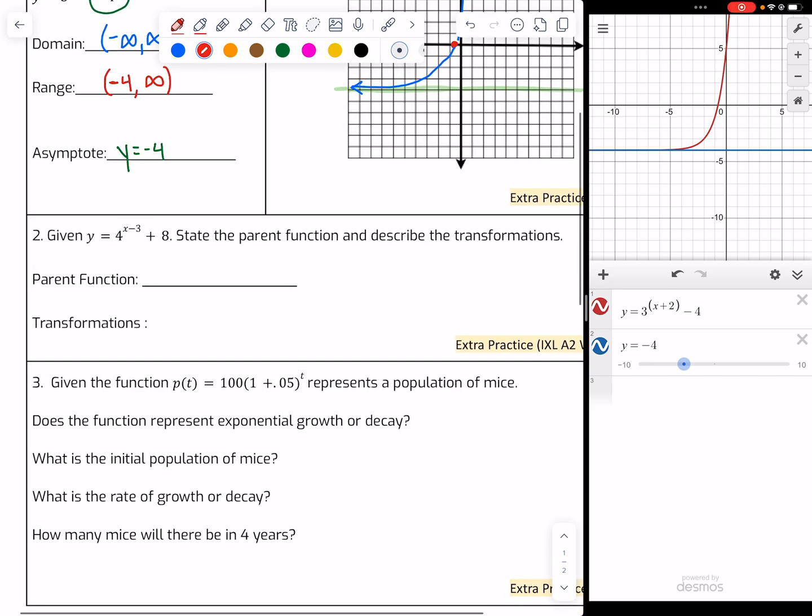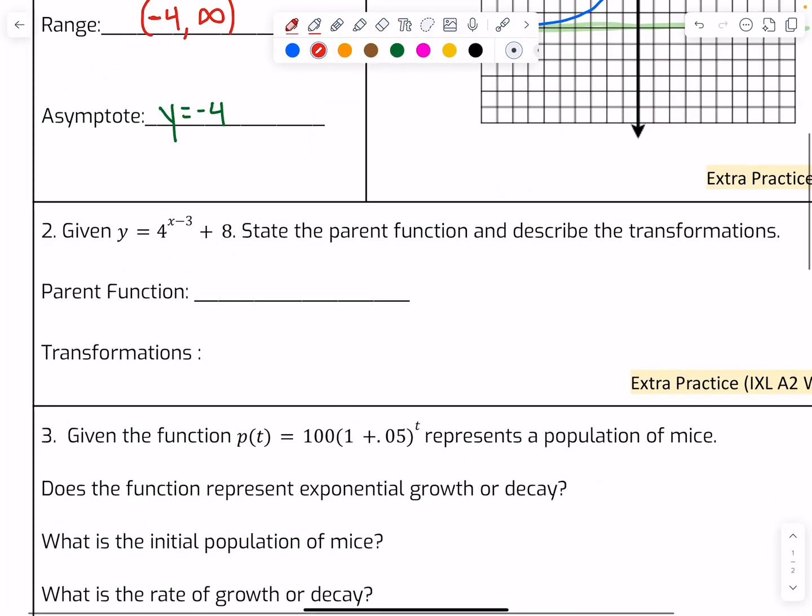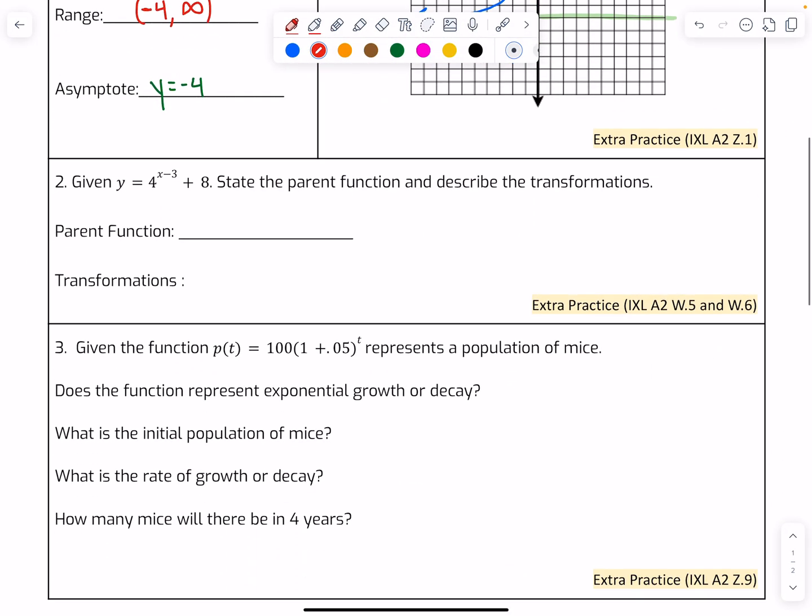All right. Number 2 says, given y equals 4 to the power of x minus 3 plus 8, state the parent function and describe the transformations. So the parent function is just y equals the base of 4 to the power of x. You take away the transformations to write the parent function.